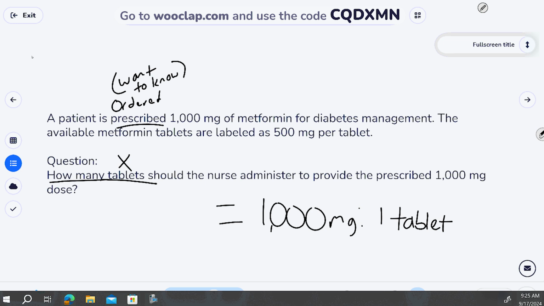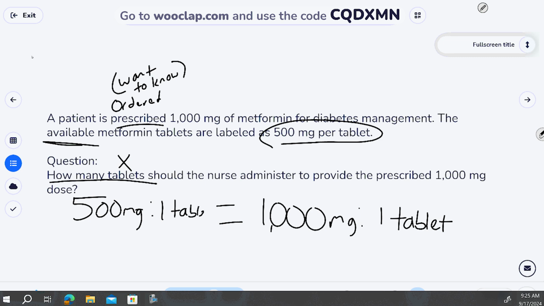So look for the keywords again. The available. There's a keyword. The available. This is like what the label says. This is what's on the pharmacy formulary. This is what's in my Pyxis. The available metformin tablets are labeled 500 milligrams per tablet. Look, it gives us the 'to' right there. Per tablet. That's basically saying 500 milligrams is to 1 tablet. So there's our known, or what we know, 1 tablet.